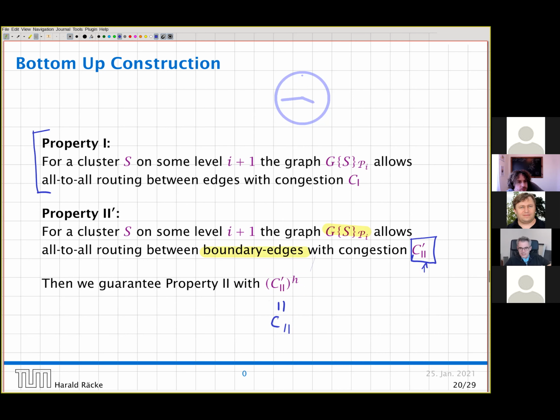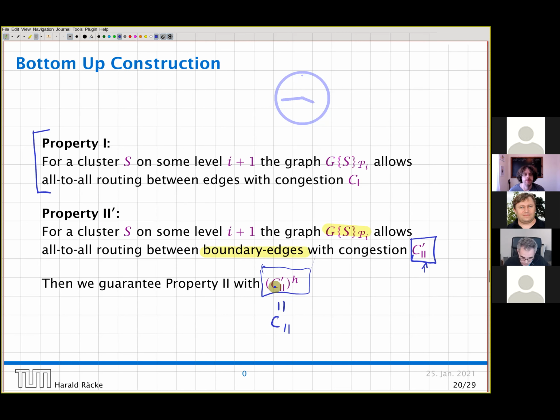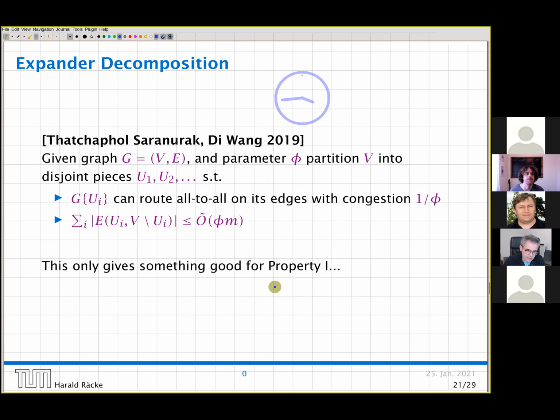So now I ask, can we get something where this is kind of an acceptable value? And this we can actually do. So we massage these things now so that this value becomes acceptable. One natural thing to try to construct such a tree, and this will not work, this is a bad approach, would be using expander decomposition.